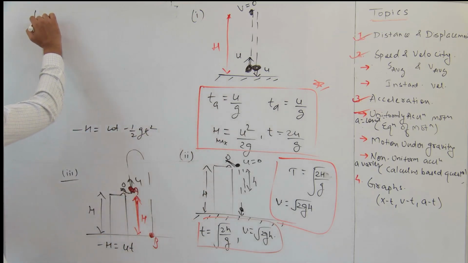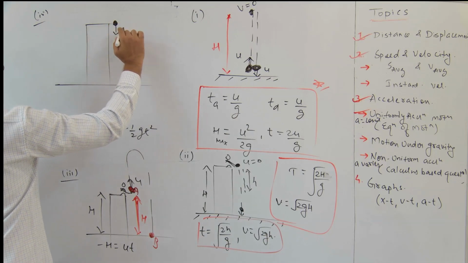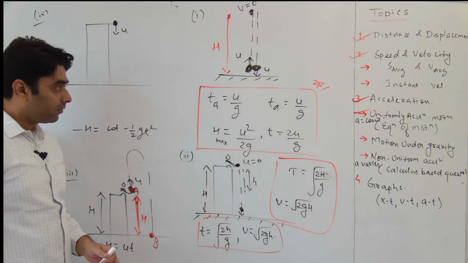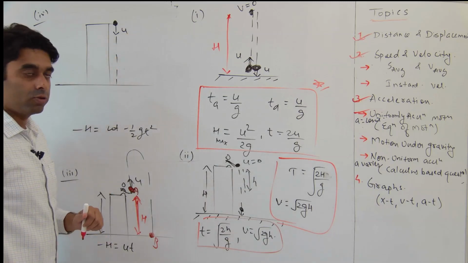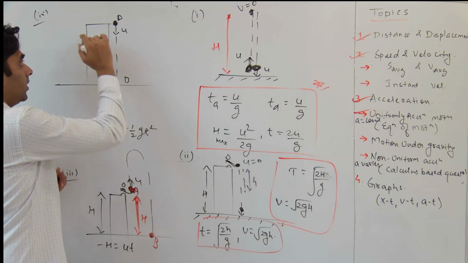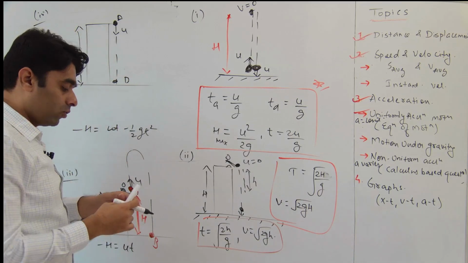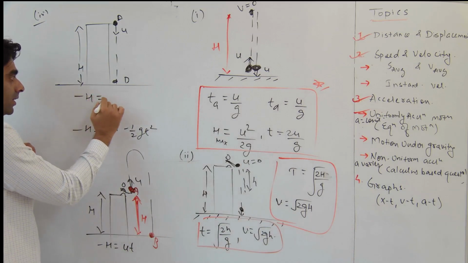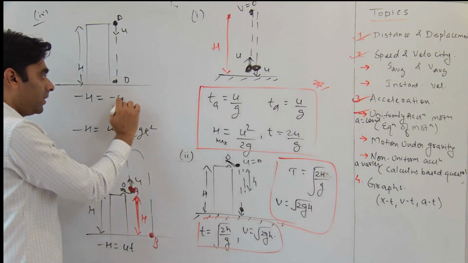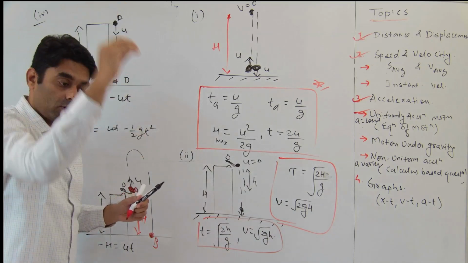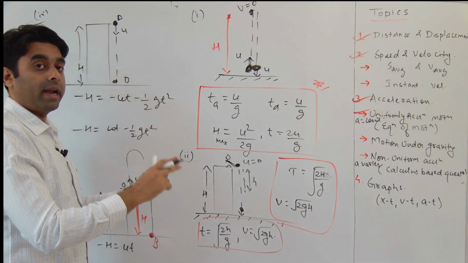Similarly, suppose a case is given where a particle is thrown down with a speed of u, and you must find the time taken by the particle to come down. In this journey also, this is the initial position, this is the final position. How much is the displacement? Displacement equals the height of the building only. So we can write minus h equals minus ut minus half gt square. Why minus h? Because the final position is downward. Why minus u? Because it is thrown downward, so the initial velocity is downward. Using this, you can calculate the time taken by the particle to come down.